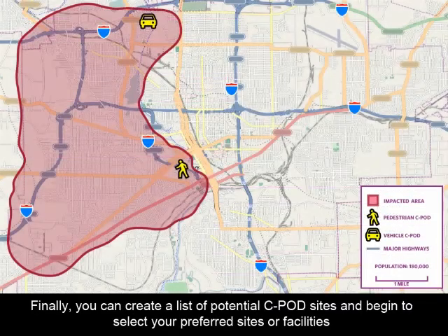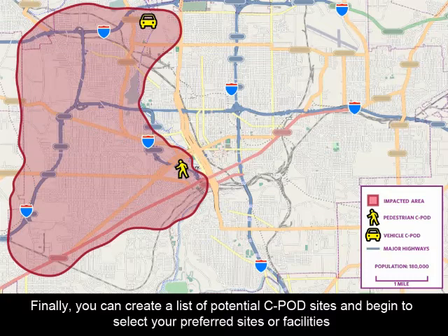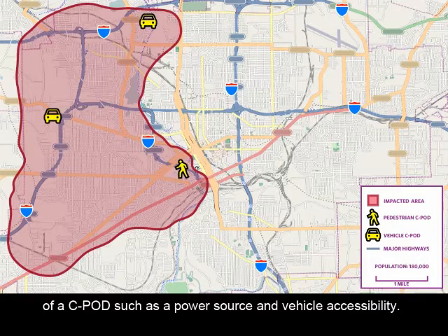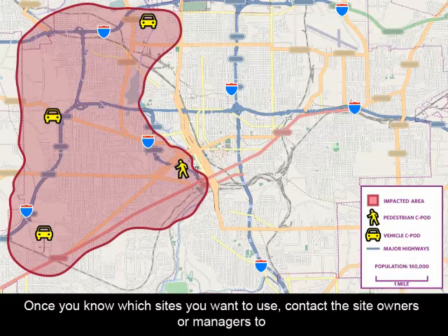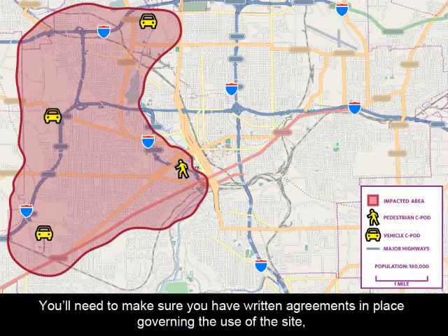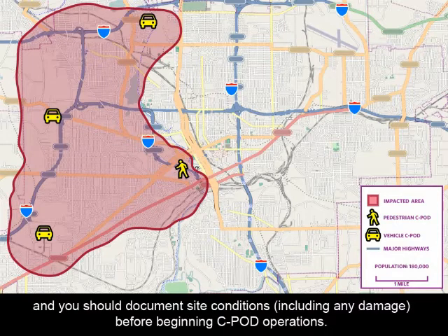Finally, you can create a list of potential sea pod sites and begin to select your preferred sites or facilities based on geographic need, incident conditions, and the generally preferred characteristics of a sea pod, such as a power source and vehicle accessibility. Once you know which sites you want to use, contact the site owners or managers to make sure each site is available and get permission to use it. You'll need to make sure you have written agreements in place governing the use of the site, and you should document site conditions, including any damage, before beginning sea pod operations.